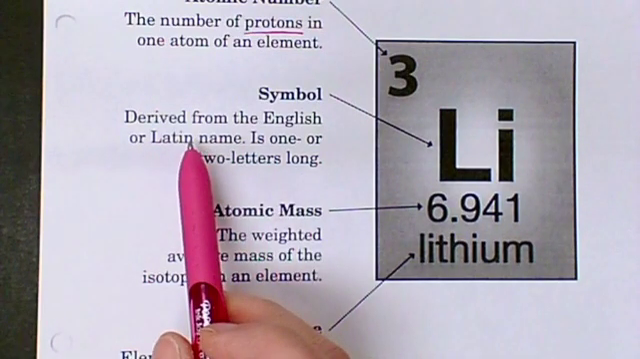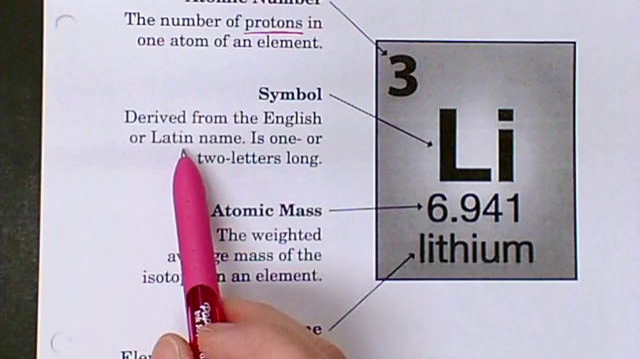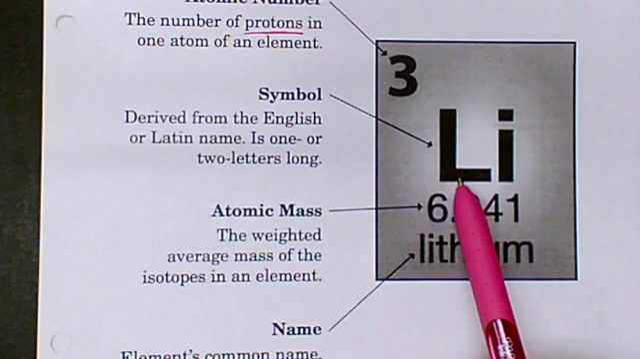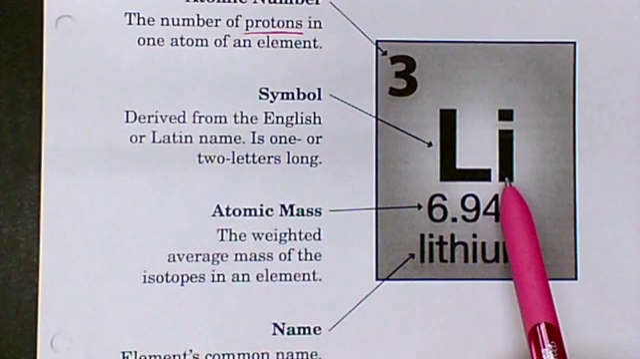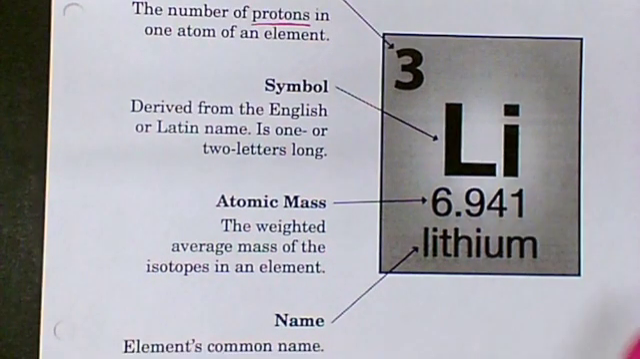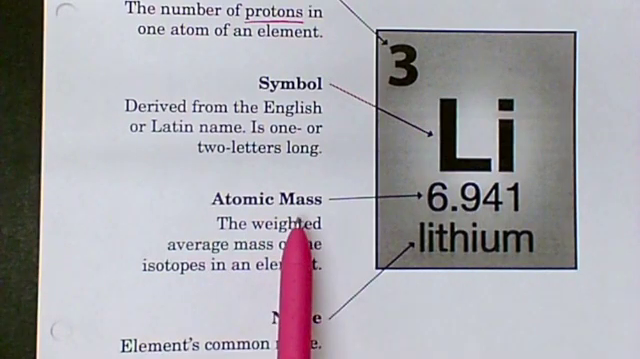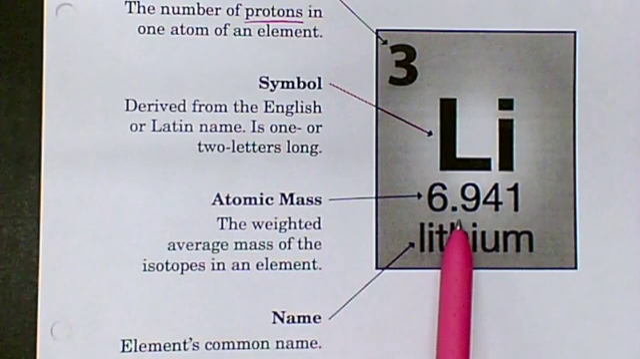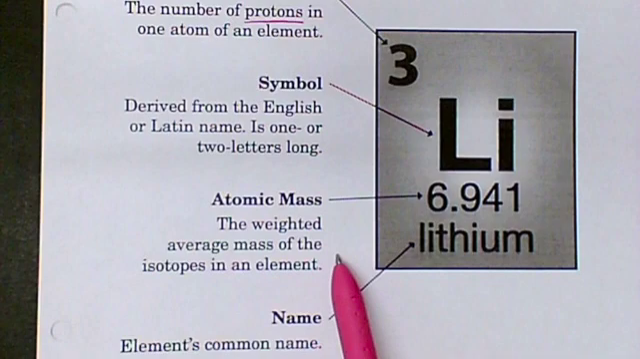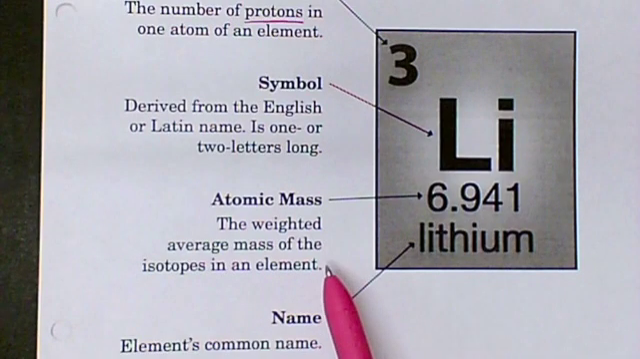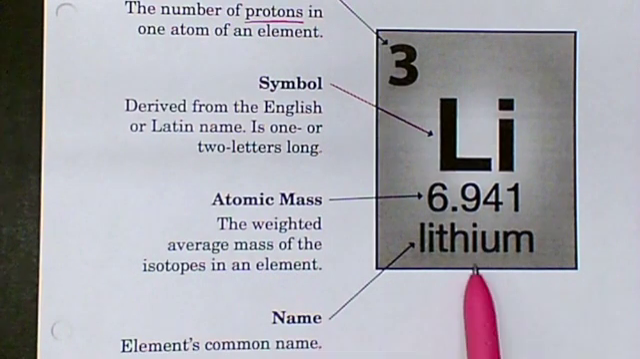That's why some symbols don't match up with the name very well, because they're using the Latin name to get the symbol. And notice the first letter is always capitalized if there are 2, and the second letter is always lowercase. We also have the atomic mass, and notice we said that this is not a whole number because it's the weighted average mass of the isotopes in an element. And then the name at the bottom.